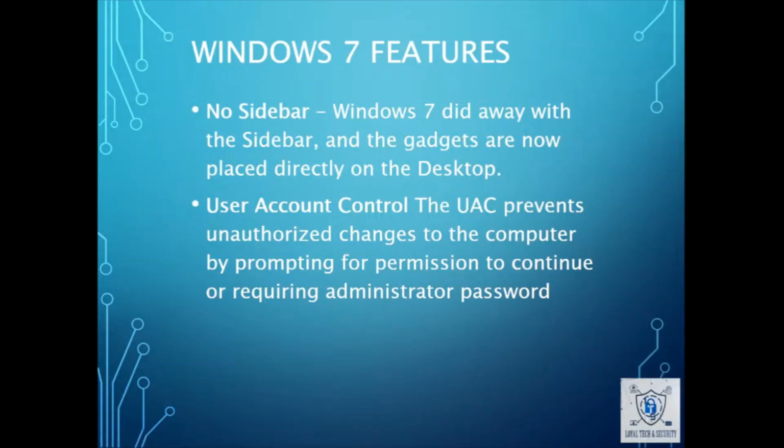User account control, which is also known as UAC, prevents unauthorized changes to the computer by prompting for permission to continue or requiring administrator password. तो एक UAC है, every time ये विंडोज 7 के अंदर उन्होंने डाला था कि कोई भी आप सॉफ्टवेयर रन करें तो वो काफ़ी सॉफ्टवेयर ऐसे होते हैं जो रन करते हैं और वो आपके सिस्टम की चीज़ें चेंज करना शुरू कर देते हैं, and it is sometimes the purpose of the software. तो ये UAC which is user account control, वो आपको एक warning देता है कि भाई are you sure you want to make this change? So that's what was introduced in Windows 7.